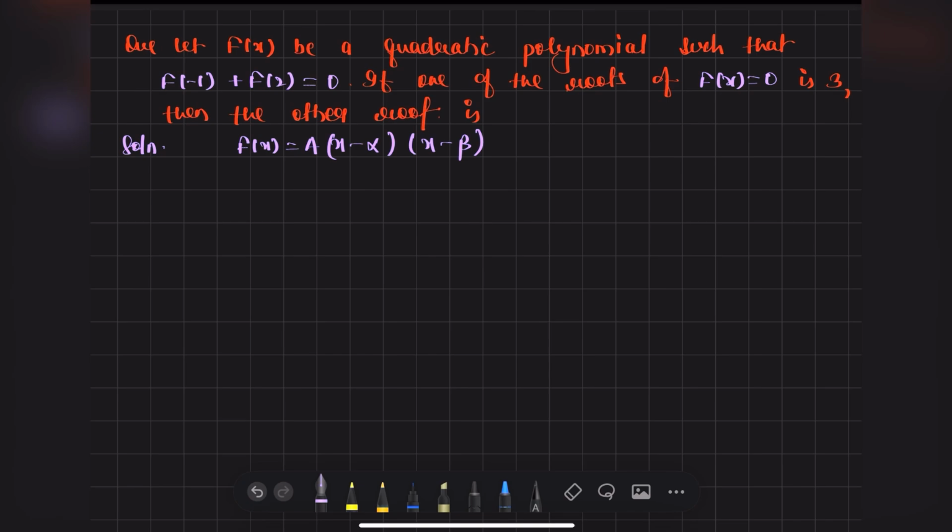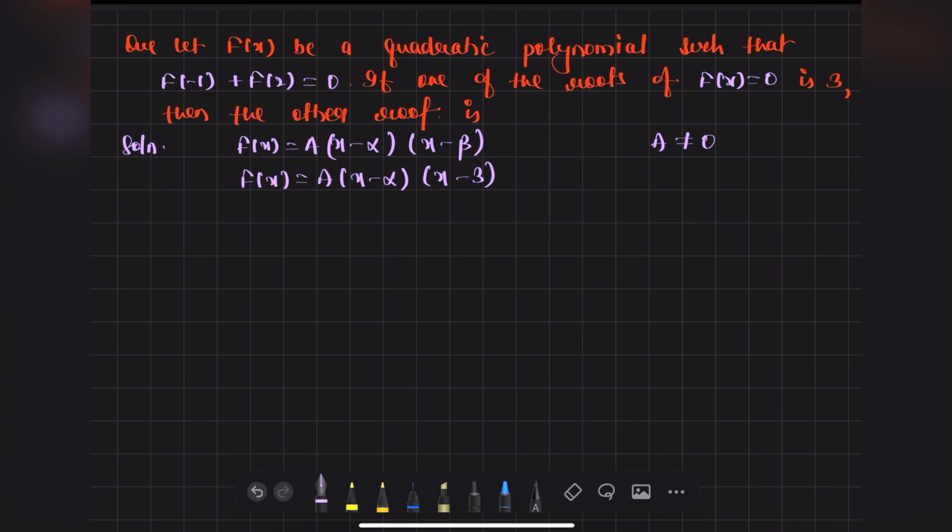Okay, now be super slow. So what was the condition? They have provided you one root as 3. So I'll make beta as 3. So f of x now looks like this: here a cannot be equal to 0. Okay, so a times x minus alpha, x minus 3.